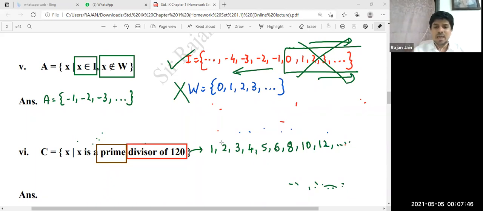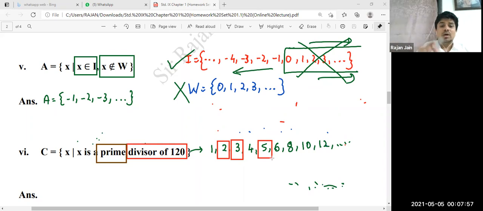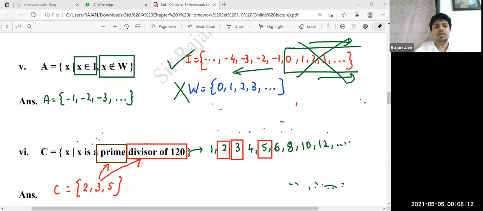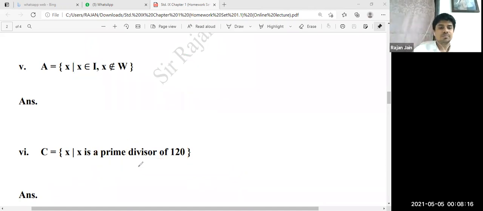Which are the prime numbers among them? Among them, the prime numbers are 2, 3 and 5. 1 is neither prime nor composite. 4, 6, 8, 10, 12 are not prime numbers. So the numbers which satisfy both conditions are what? I'll say C is a set of 2, 3 and 5, because these 2, 3, 5 are prime numbers and also divisors of 120. Is that clear? Okay, let's continue.